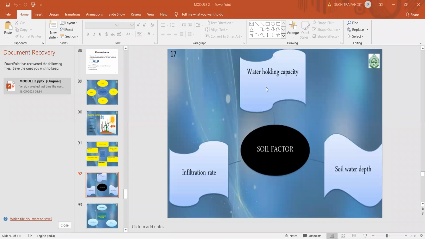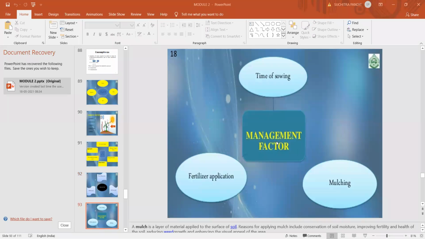This mainly depends on the porosity of the soil, and also the soil water depth. Saturation is the moisture level in the soil, and also the infiltration rate of that particular soil. If the soil surface is impervious, obviously the rate of infiltration will be less. And if it is a sandy soil, the rate of infiltration will be very high.